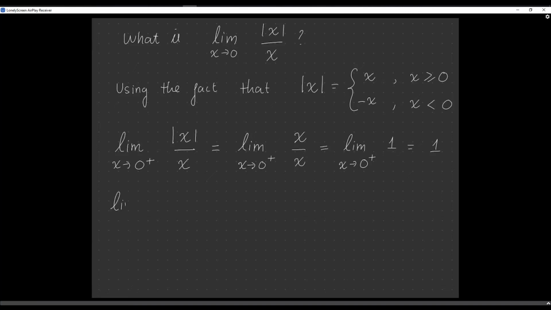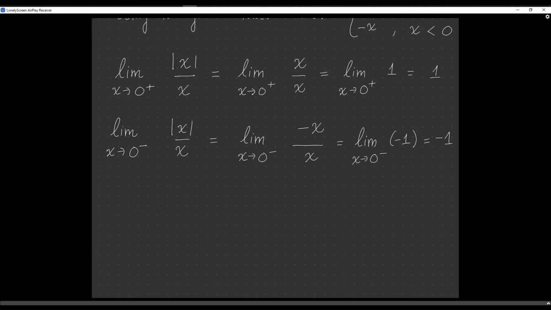Also, the limit as x approaching 0 from the left hand side of the absolute value function of x over x is equal to the limit as x goes to 0 from the left hand side. And we see that because x is approaching 0 from the left hand side, the value of x is negative and the absolute value function of x will return negative x. So this will be negative x divided by x, and we can simplify this as the limit as x goes to 0 from the left hand side of negative 1, and the limit is equal to negative 1.